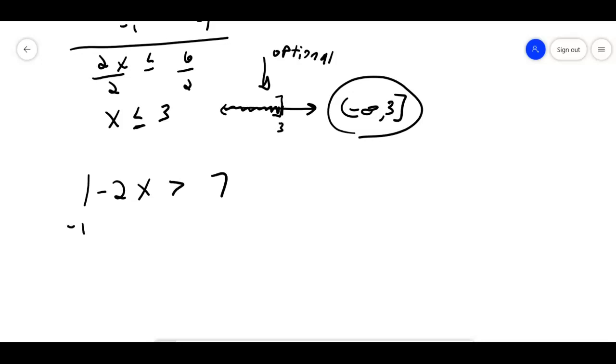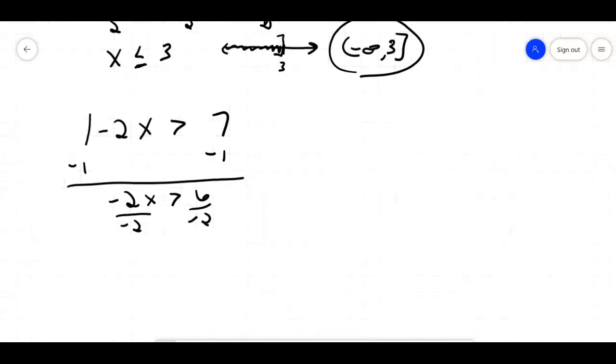Okay, so you go -2x is greater than 6. Now if I divide by a negative, okay, so the rule actually is if you multiply or divide by a negative, see right here, what happens is the sign switches.